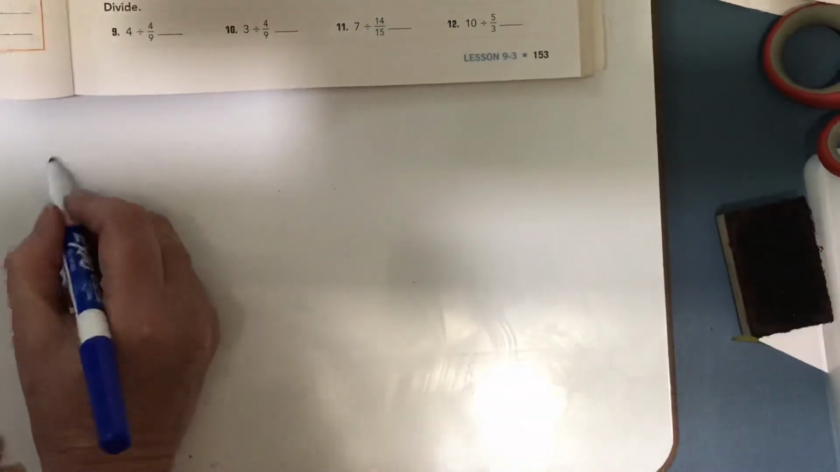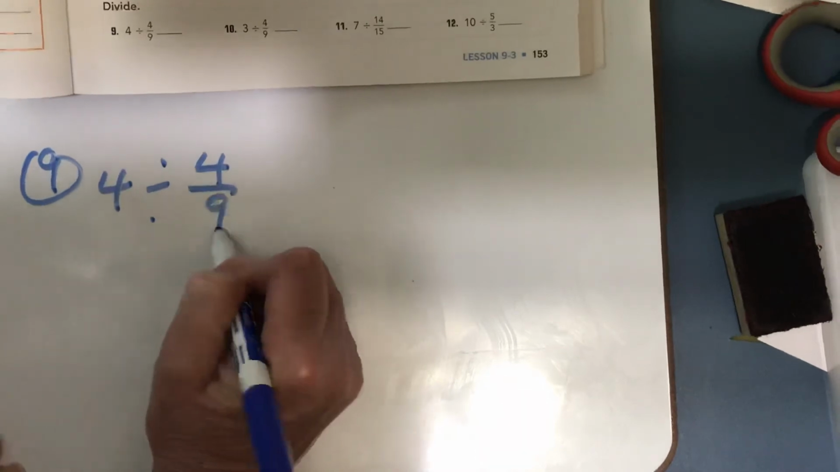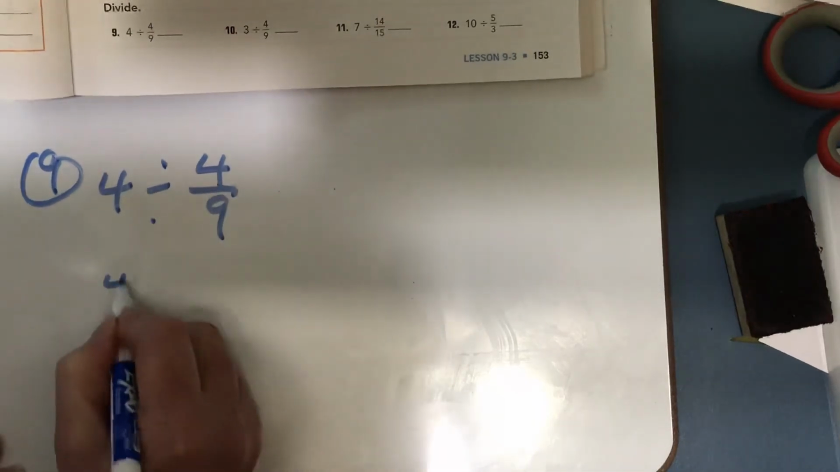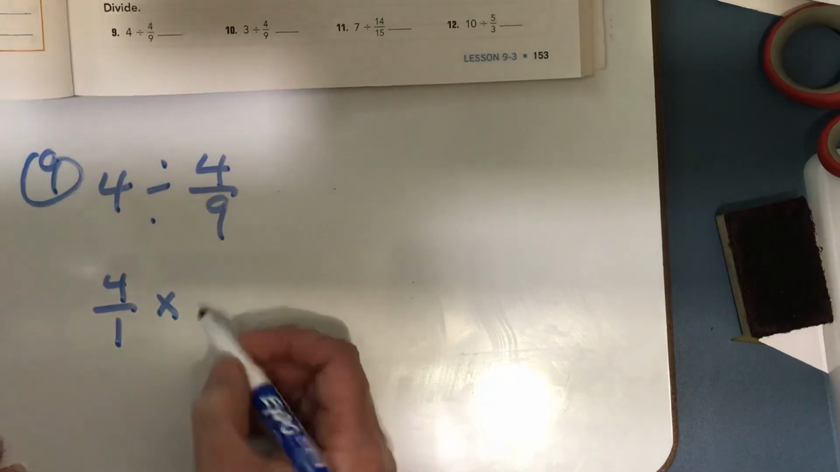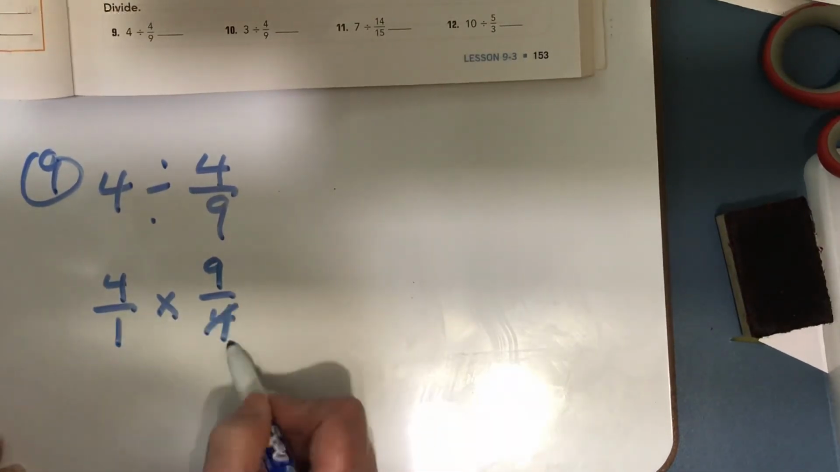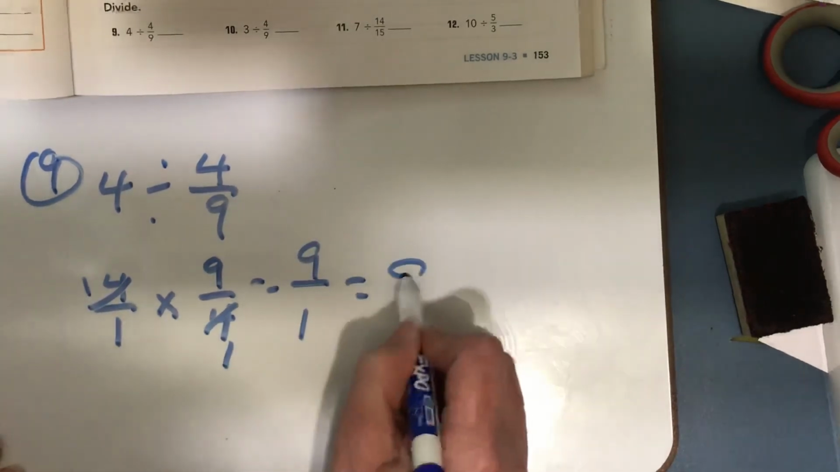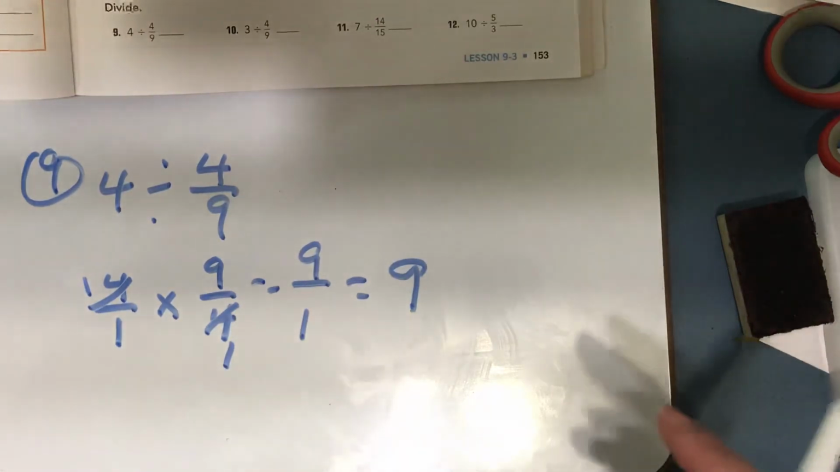Let's look at number 9. We have 4 divided by 4/9. So first step, rename the whole number as a fraction with a denominator of 1. So 4 over 1. Okay, and then multiply by the reciprocal of the divisor, 9/4. Okay, I can simplify here. And then I get 9 over 1, which equals 9. So 4 divided by 4/9 equals 9.